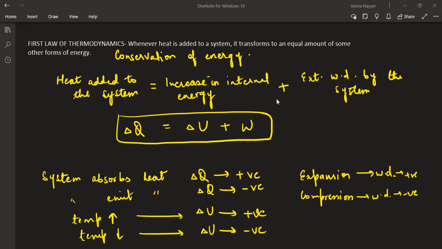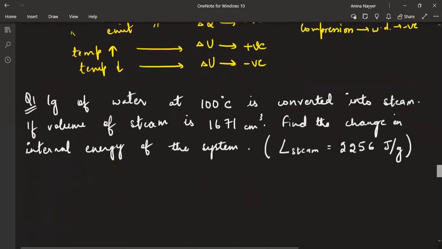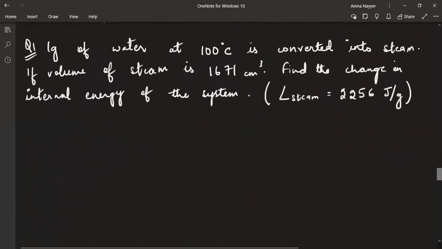Please understand this fact, because it can happen in your question. Energy is given as, let's say, minus 5 joules, and your system is absorbing heat. So you will not put it as minus 5 joules. You will by yourself put it as plus 5 joules. Got it? So you will have to apply sign conventions on your own. Let me show you a question, then you can note down all these.